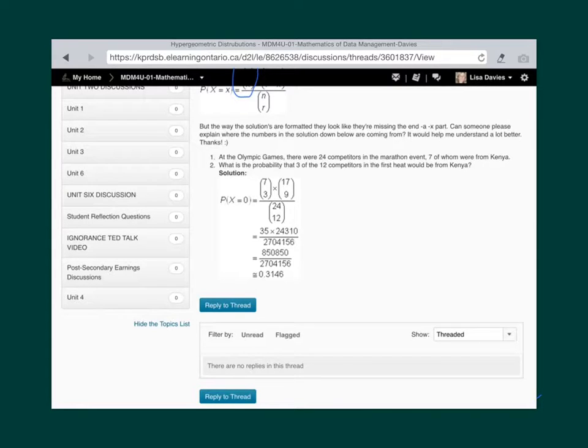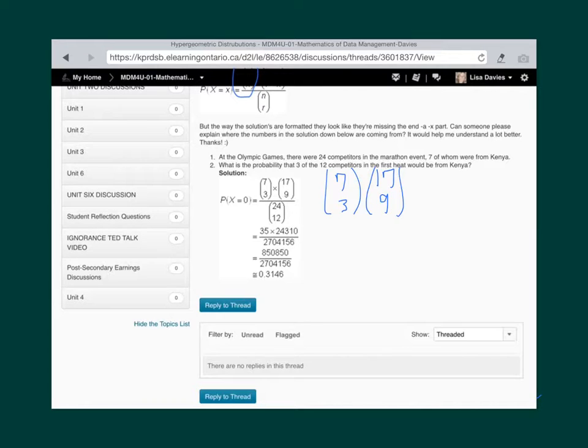what we want to do is take the 7 who are from Kenya, because that's our group to choose from, and we want to choose 3 from that group of runners who are from Kenya. If we do that, and there are 12 people in the first heat, then that means that what's left over is 9 people, and they have to be chosen from the remainder of the competitors, so 24 minus 7.